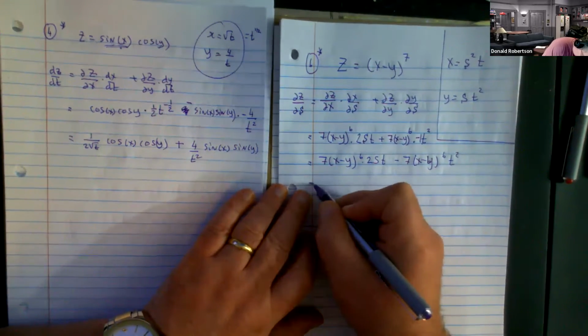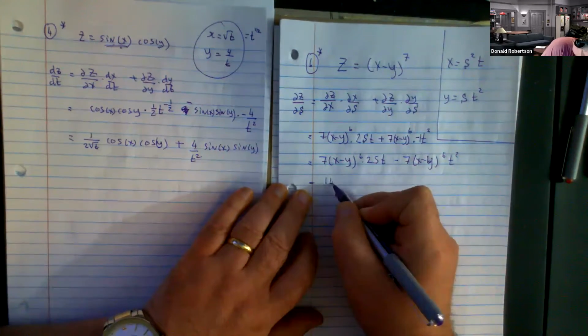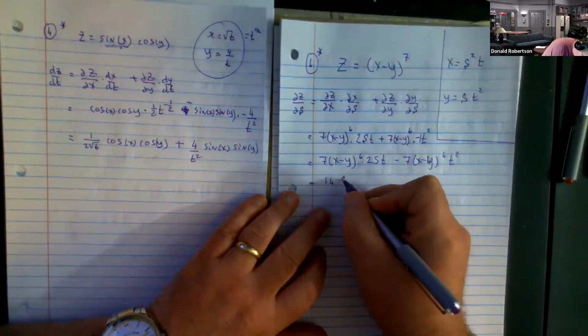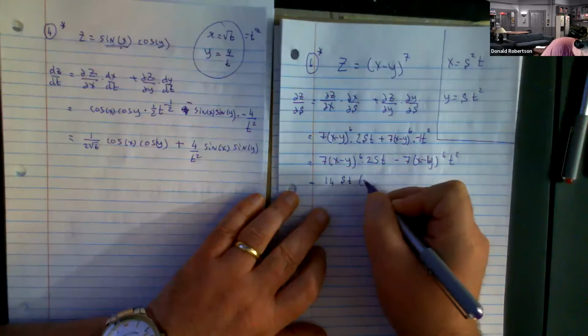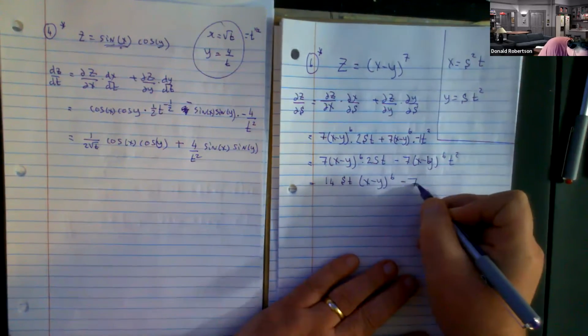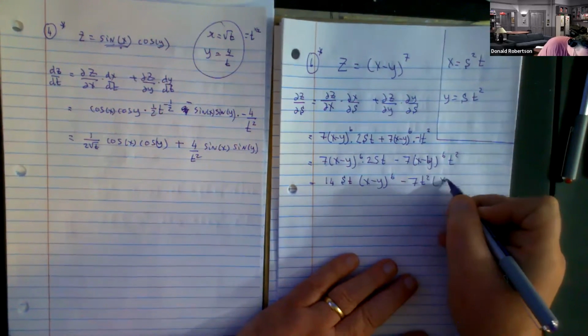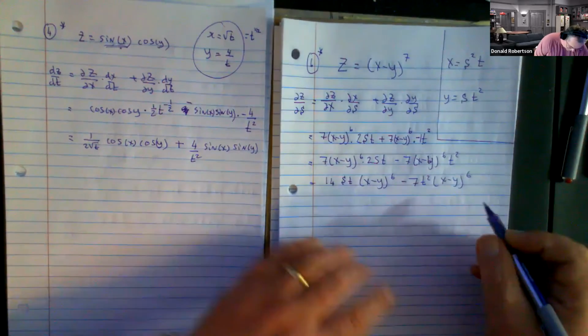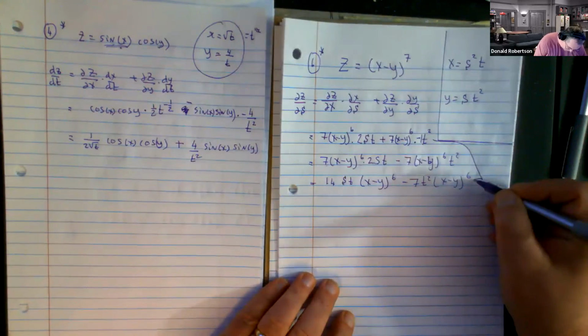This guy here, I should have taken care of it. So it's 14. I'm going to put the st in the front. Now I'm going to do x minus y to the 6. And this guy, I'm really not doing much. There. I probably should have went from this line straight to that one.